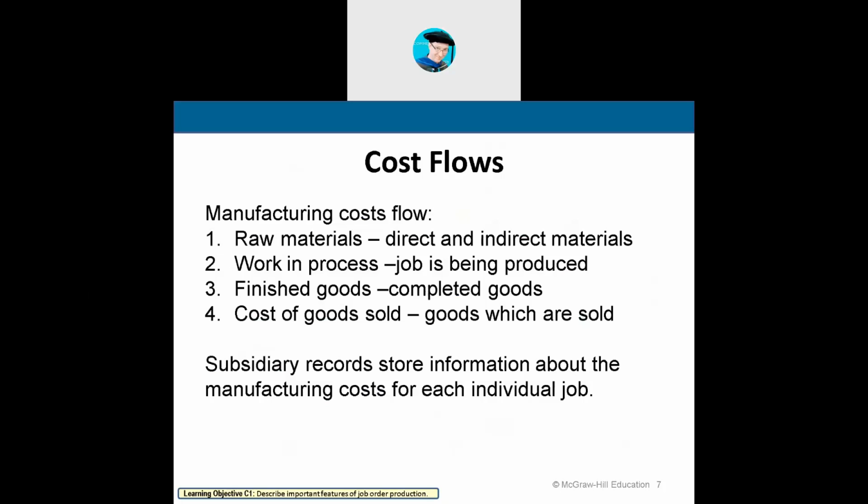Small components. Fabric for the seats. It's a small cost. Things like that. Indirect materials are like the real small things. They don't equal a whole lot of the total cost of the product. Indirect.